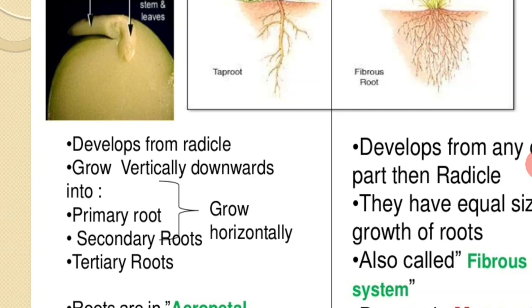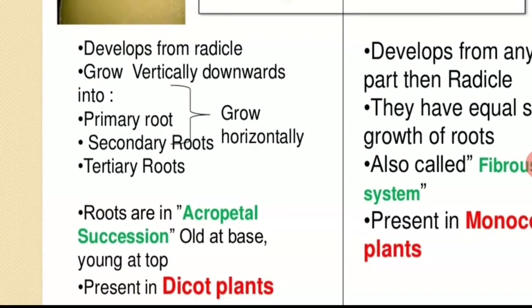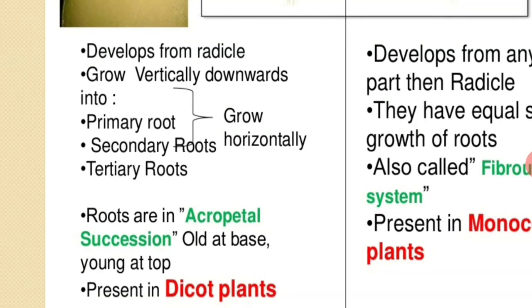which grow horizontally. And the roots are in acropetal succession. Old at base means old roots are found at the base of the root and young at the top of the root. It is always present in dicot plants. So this type of root is known as the acropetal succession form. Means old roots are found at the base of the root and young at the top of the root, means below the root.